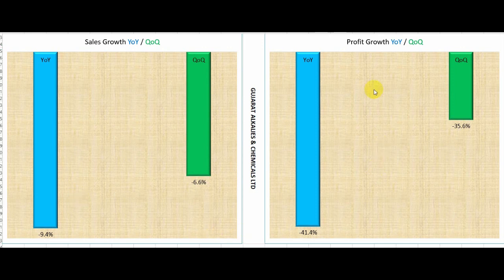The profit also has seen a degrowth of around 41.4% YOY from September 18 to September 19, and from June to September it has seen a 35% drop in its net profit. So the profits have also fallen along with the sales. So there's definitely some kind of margin pressure in the short term, but in the long term overall the numbers are very good. So we can continue staying with this company if we want to.